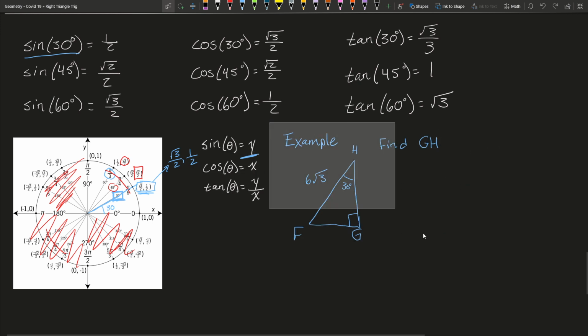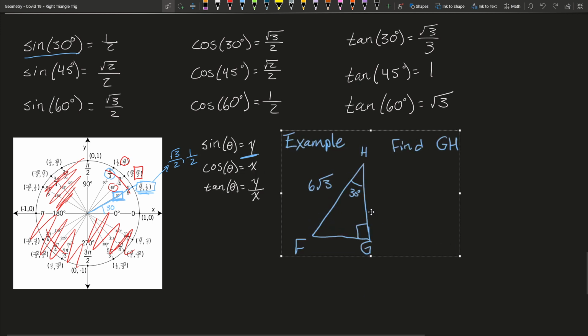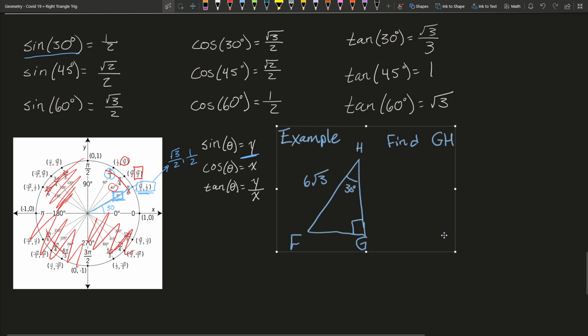Which, for example, is this right here. So given this right triangle, we want to find GH. So we want to find this side. All right. And we're given an angle and we're given a side.